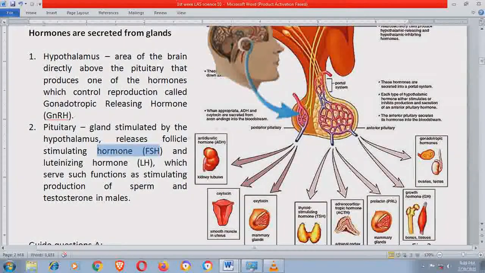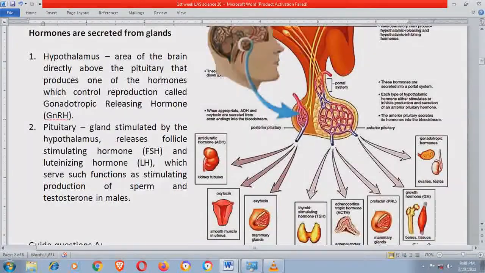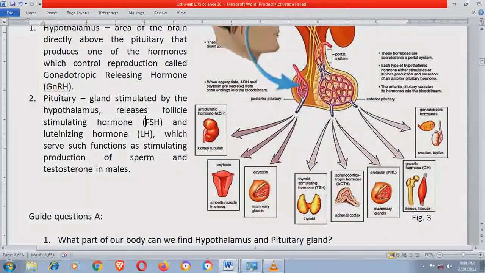So I would like to emphasize that FSH and LH for male and female are secreted during puberty stage. No? So pag nagdadalaga na o nagbibinata na ang isang babae o lalaki, our brain will signal the hypothalamus to release a gonadotropic releasing hormone papunta kay pituitary gland, and then si pituitary saka pa lang siya mag-secrete ng FSH at LH kapag nasa puberty stage na ang isang babae at isang lalaki.